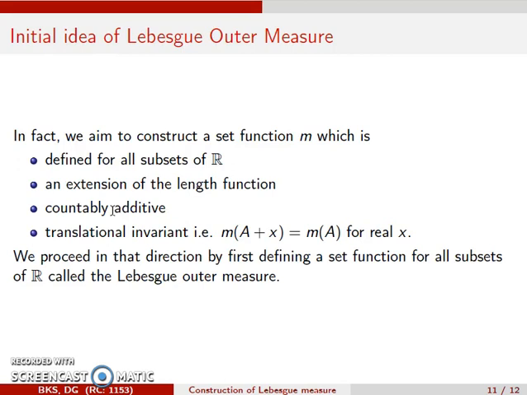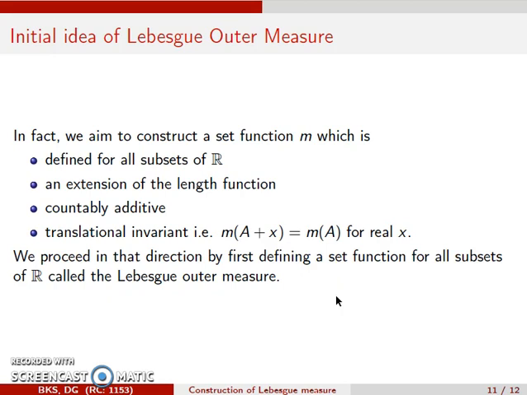In fact, our aim is to construct a set function m which is defined for all subsets of R, which is an extension of the length function, which is countably additive, and which is translation invariant. That is, m of A plus x is equal to m of A for a real number x. So we shall proceed in this direction in the next section by first defining a set function for all subsets of R, and that set function will be called Lebesgue outer measure.